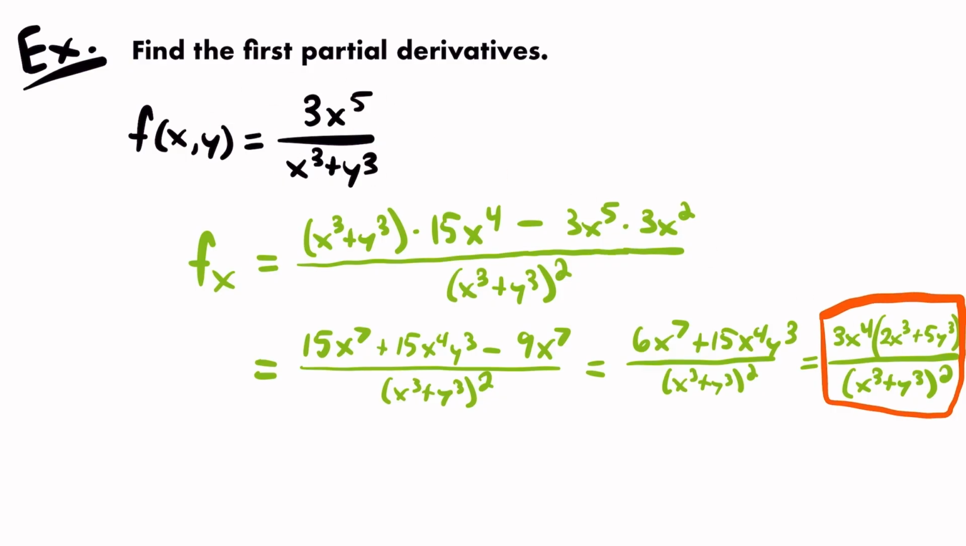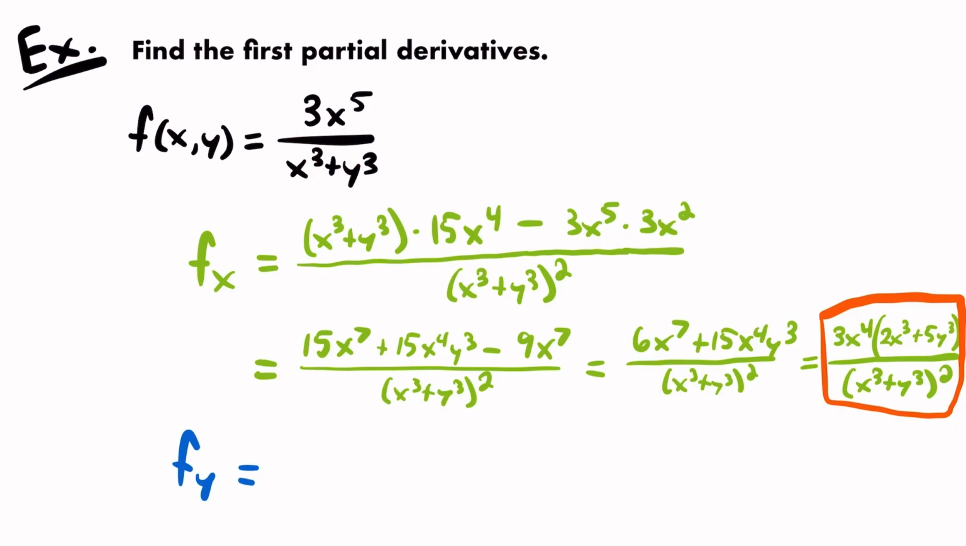But now let's move on to the partial derivative with respect to y. So let's look at fy. Do we need to use the quotient rule again, looking at this function? Hopefully you're thinking no, because in order for the quotient rule to be necessary, y would have to be in the numerator and the denominator. You would have to have a function of y divided by another function of y, which we don't have here.